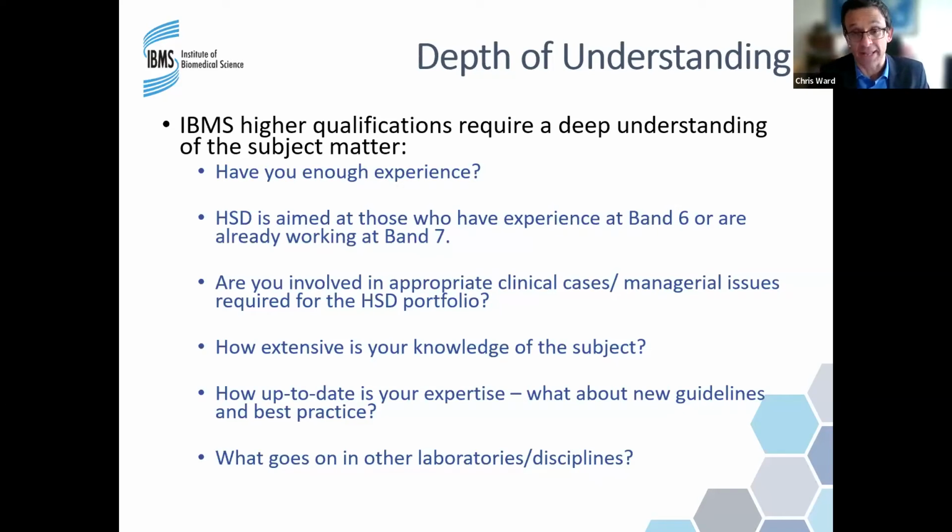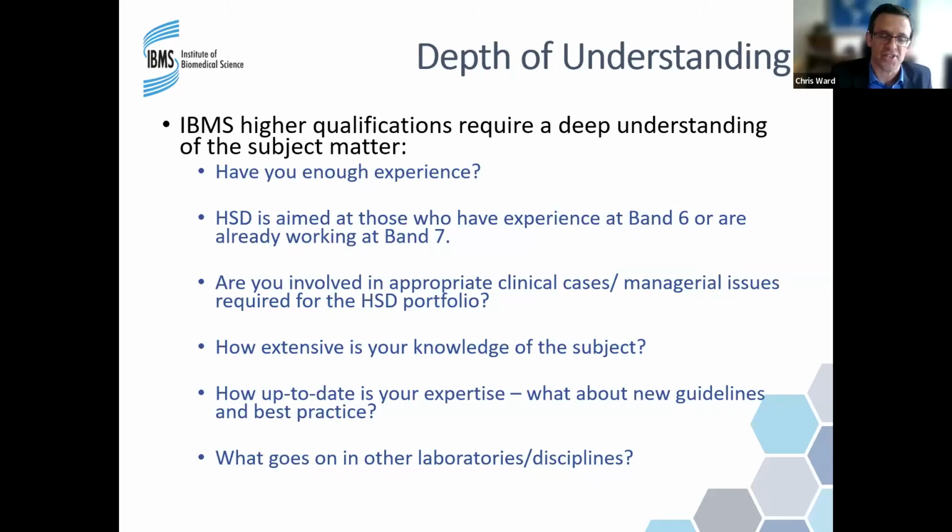But having said that, if you are going to do the HSD and looking at being at the level 7 qualification, what experience have you got in your subject? How much are you aware of what's going on, not just within your own hospital, but the wider setting that you're working in as well? Are you up to date? You might have some areas that you've got more experience in than others.